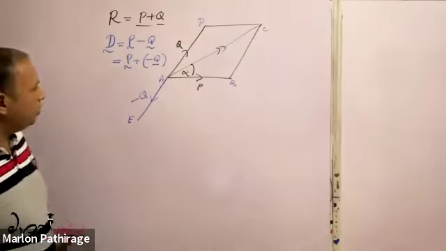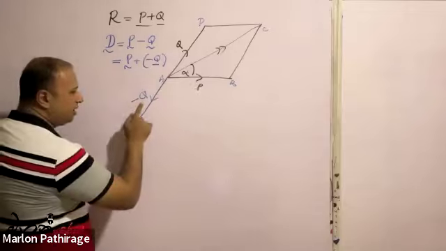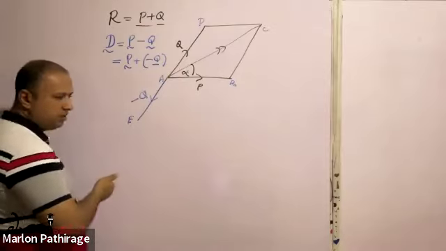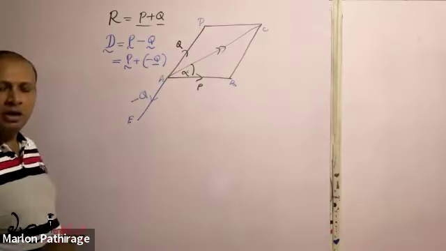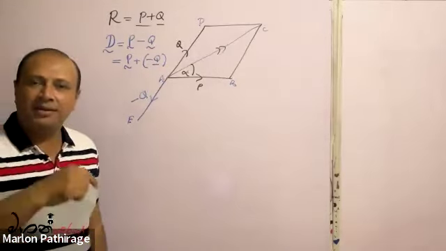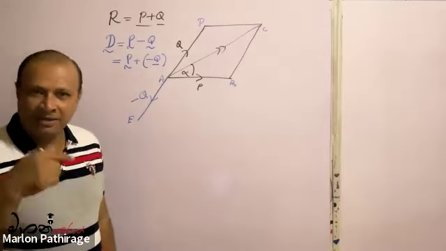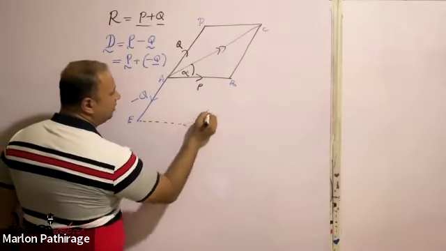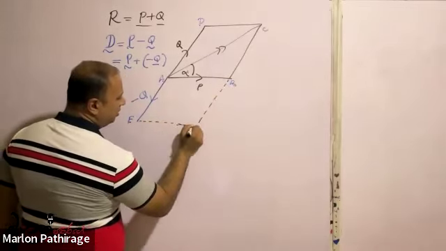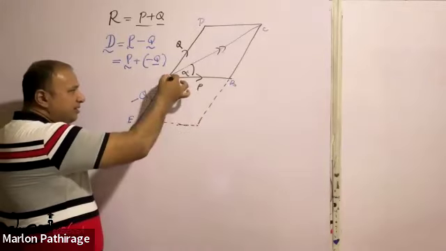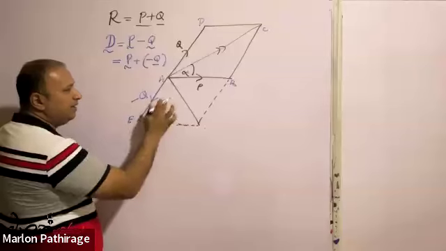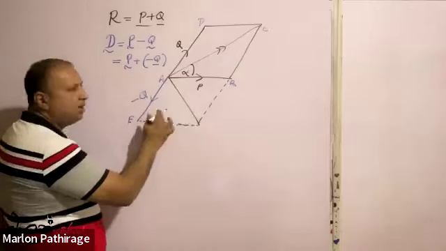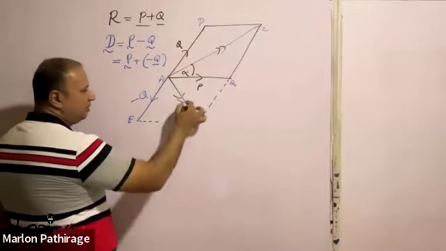Okay. So now there are two vectors. One is P, the other one is minus Q. P is in this direction, minus Q is in this direction. Now you have to add them. So how to add them? Again you have to do a parallelogram. So you have to complete this one. If you complete this, then the diagonal in between these two vectors gives the addition, right?